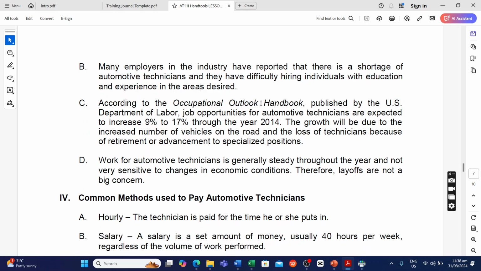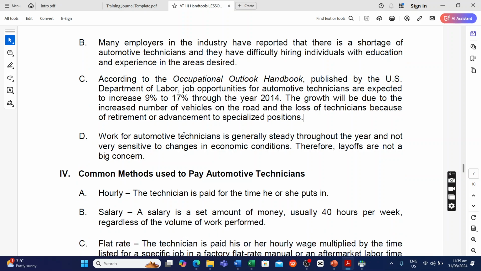So, according to the Occupational Outlook Handbook published by the U.S. Department of Labor, job opportunities for automotive technicians are expected to increase 9% to 17% through the year 2014. The growth will be due to the increased number of vehicles on the road and the loss of technicians because of retirement and advancement to specialized positions. Letter D, work for automotive technicians is generally steady throughout the year and not very sensitive to changes in economic conditions. Therefore, layoffs are not a big concern.